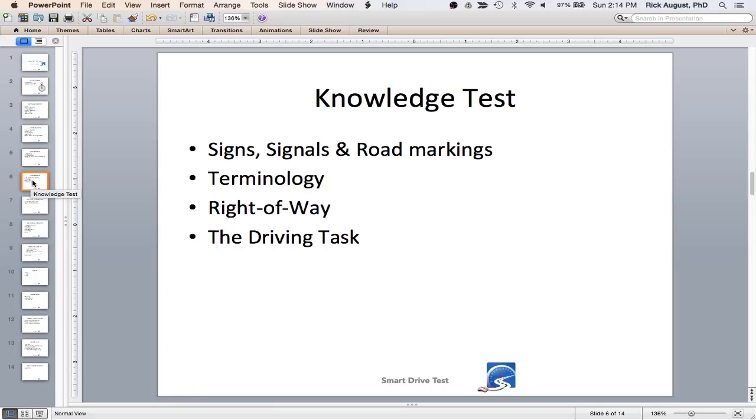The knowledge test is going to cover anything that's in the driver's manual for your jurisdiction. It's going to cover signs, signals, road markings. It's going to cover right of way. It's going to cover terminology in terms of driving: complex intersections, controlled intersections, intersections. There's a difference between a controlled intersection and an intersection. A controlled intersection is an intersection that is controlled by signs or lights, and those signs will be yield signs or stop signs and lights. Painted islands, you have to know those types of terminology.